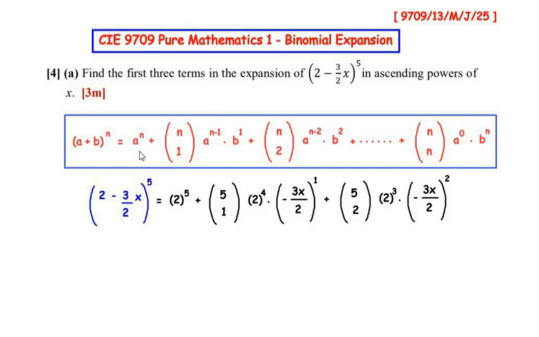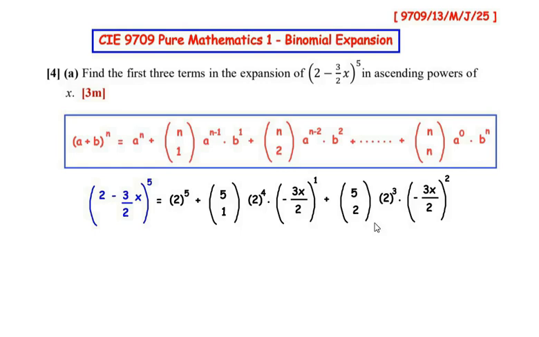So here in place of a to the power of n, we have written 2 raised to 5, plus the second term becomes 5C1 times 2 to the power of 4 times negative 3x over 2 raised to the power of 1, plus the third term is 5C2 times 2 to the power of 3 times negative 3x over 2 raised to the power of 2. So this gives us the first three terms.